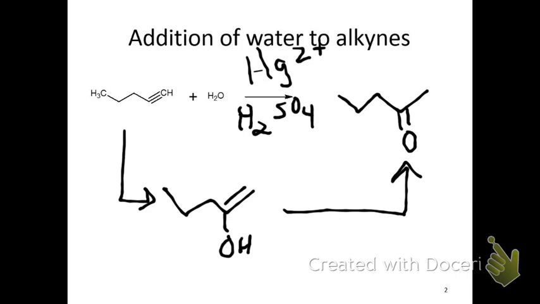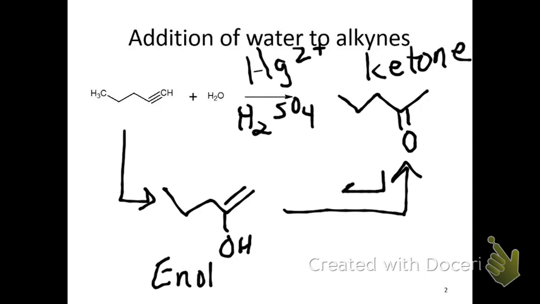So again, this is referred to as an enol. What's made over here as the product is a ketone. And this is actually a rapid equilibrium. Now, if you look at the enol and the ketone, I'd hope you'd realize that they are constitutional isomers. And they are in a rapid equilibrium with each other.